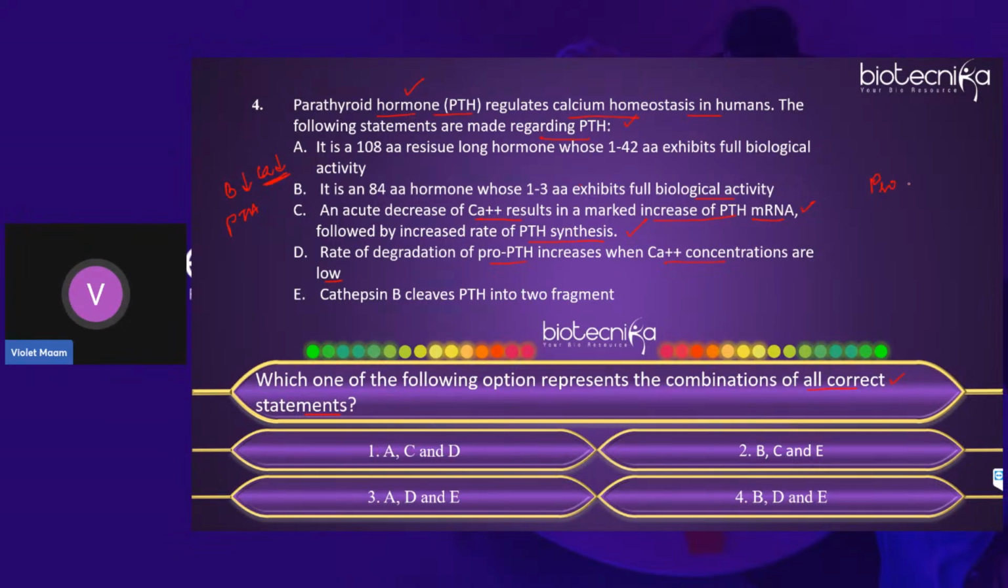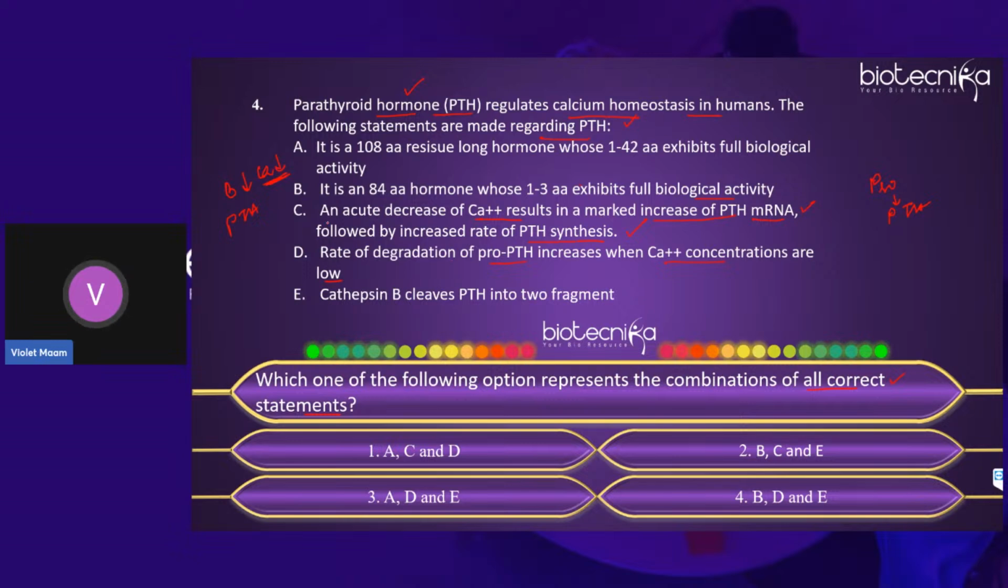Now, initially it will be pro, and then they'll get cleaved and form the proper, active hormone, right? This understanding you all might have had in biochemistry. It is being taught, right? Zymogens, how they get converted.